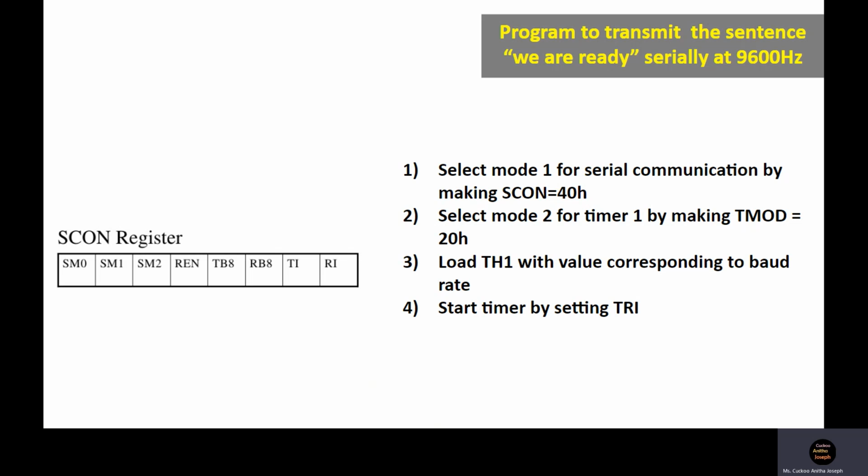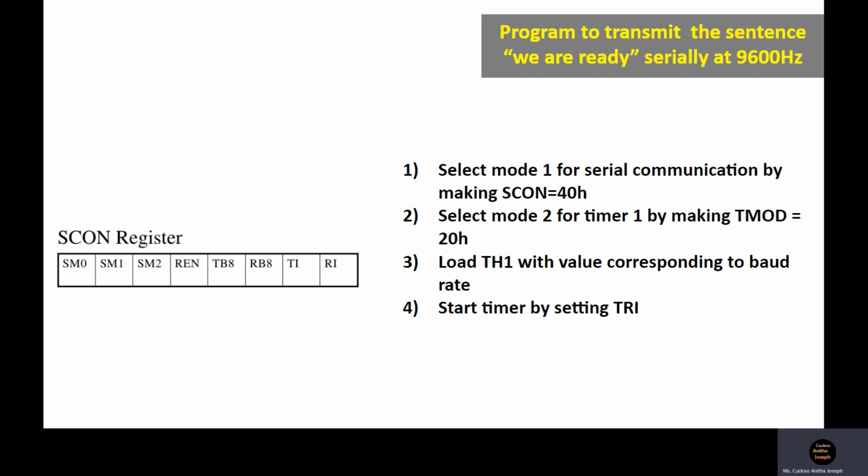Then we have to select mode 2 for timer 1, since that is required in mode 1 serial communication. So mode 2 for timer 1. For that, since we are using timer 1, we should consider the upper nibble of TMOD register. Gate and C/T bar are equal to 0. M1, M0 should be 10 for mode 2. So the upper nibble will be 0010. Timer 0 is not used, so all the bits of lower nibble will be 0. The equivalent hexadecimal value will be 20H. That should be copied into TMOD register.